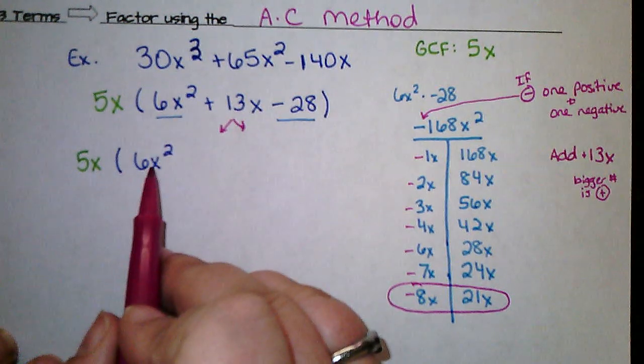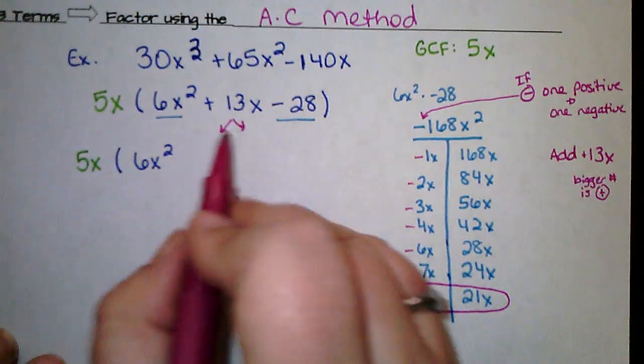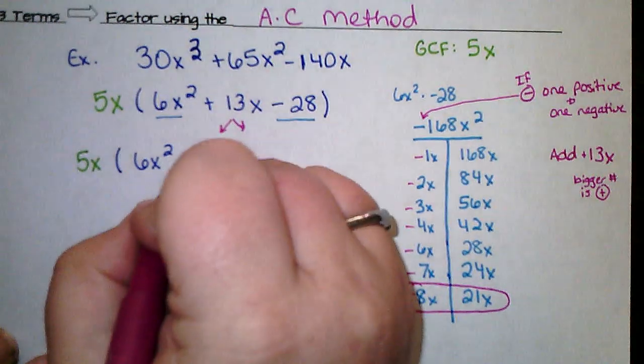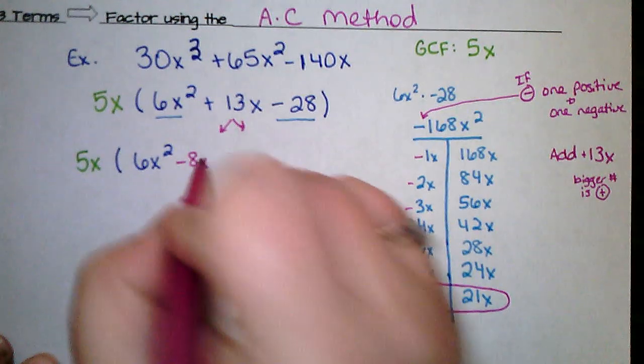We keep the A. This 13 we split into the two that we chose over here that gave us 13. So instead of writing 13, we write the two things that added together to give us 13.